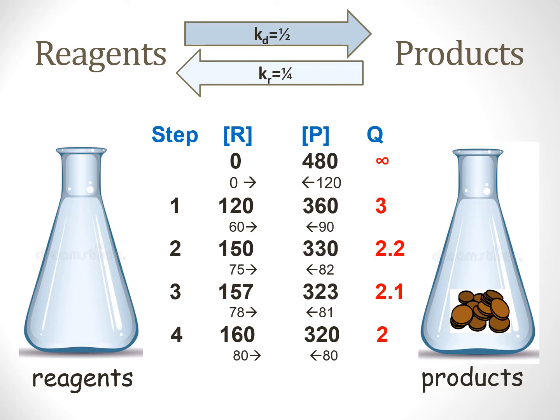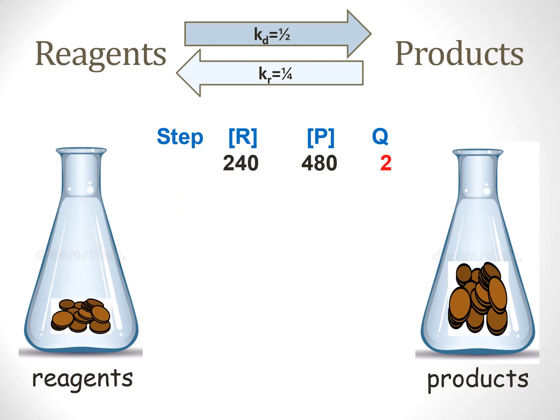Also, I want you to notice that the number of coins is not the same, right? Depending on the value we pick for K, we have a certain value of Q. So the fact that Q is 2 at each and every time is telling us that the amount of coins on the product side, by the time we reach equilibrium, is going to be twice as big as the number of coins on the reagent side.